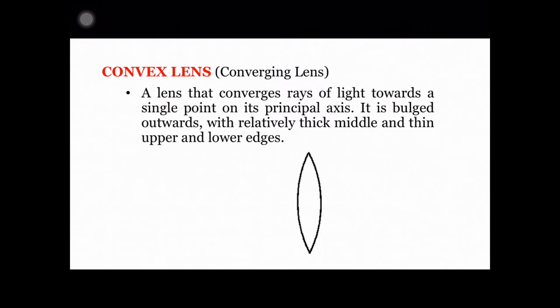What is a convex lens? A convex lens is also called a converging lens. It is a lens that converges rays of light towards a single point on its principal axis. It is bulged outwards with a relatively thick middle and thin upper and lower edges.